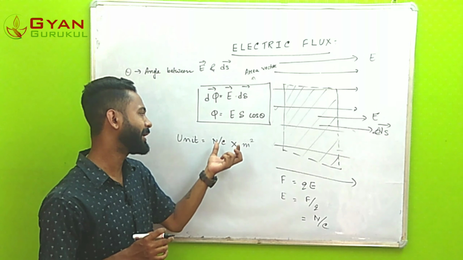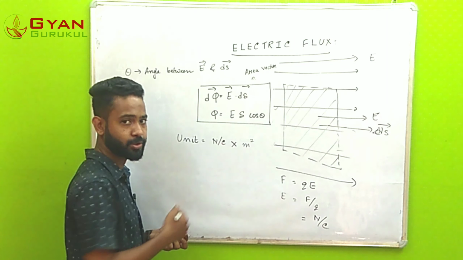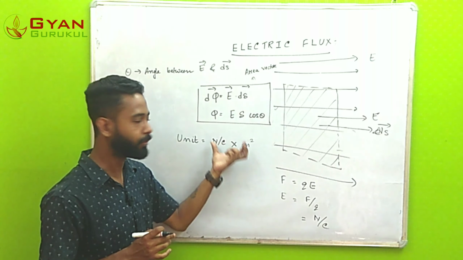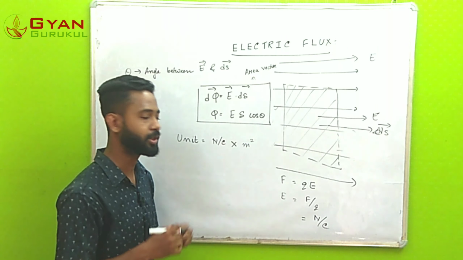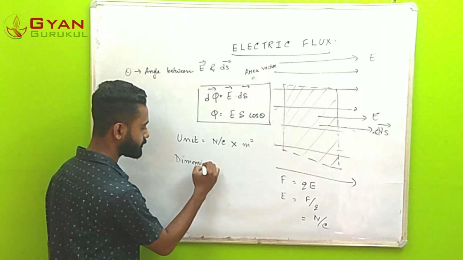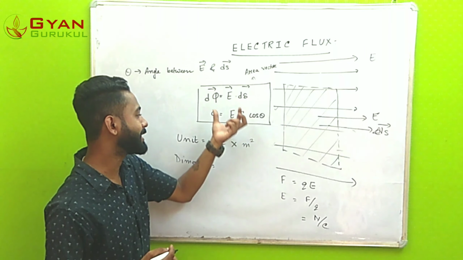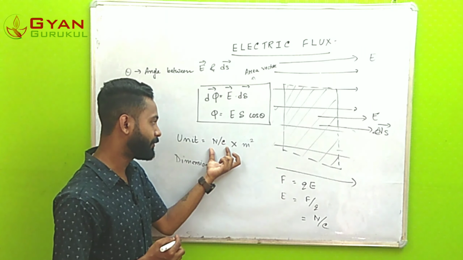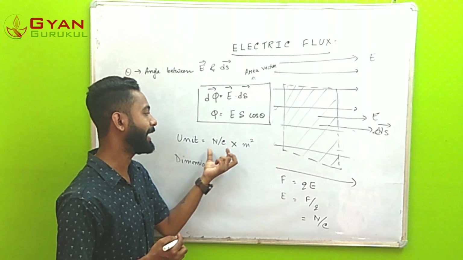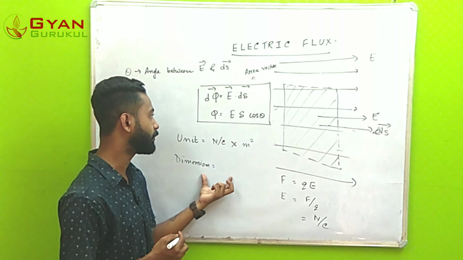We can also further break it down into other SI terms by breaking Newton into kg meter per second square and so on, but this would stand as the particular unit for flux. Now let us discuss the dimension as well. We are going to take help from the formula. From the formula itself, it's electric field multiplied by area. So first we need to find the dimension for field, then the dimension for area, and multiplying both we can get the dimension for flux.